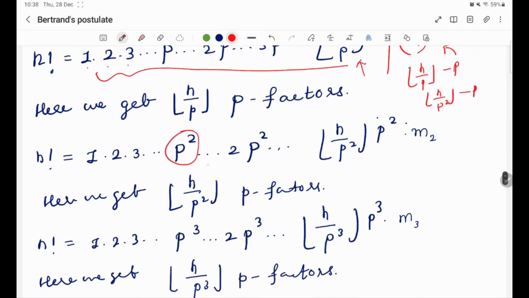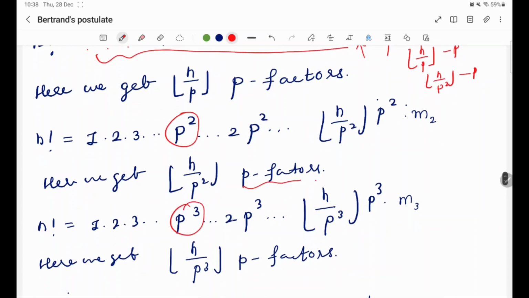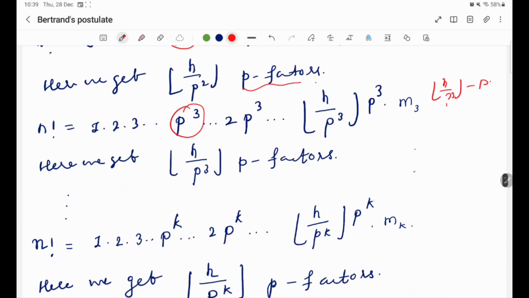Now I am not finished. I got n by p square p factors. Now I am going for p cube, doing the same thing. In this case I got n by p cube p factors. These are all new ones, so all are distinct p factors, right? I am not double counting. In each of these cases I am getting new ones. So finally how much do I get? I'll get up to the largest power k, right? So how many will there be? When I count, I get n by p power k p factors.